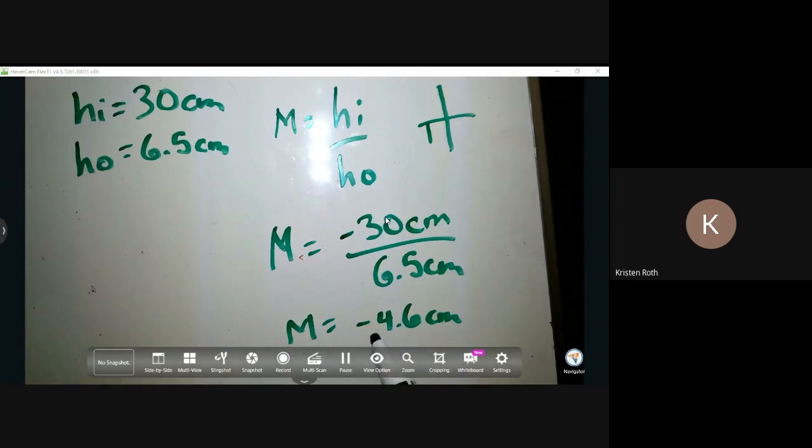Magnification is a negative when the image is inverted. So that is also something that is true. So then this is correct. But have no fear. If you didn't get the negative, I'm not marking for it. Just for the math. So you got the 4.6. That's what I'm looking for, okay? All right, so let's go into the next one now, okay? So you got that, perfect.